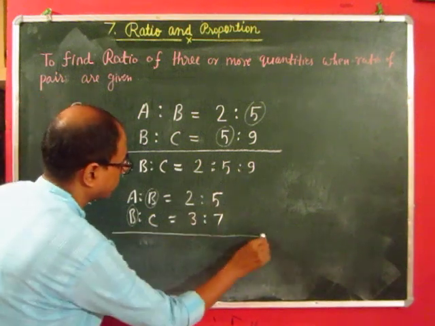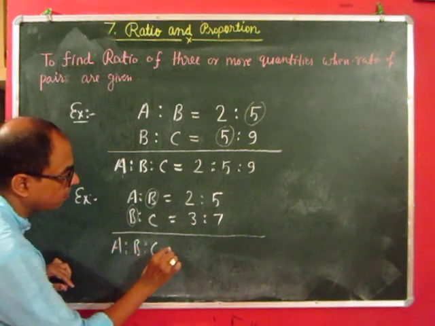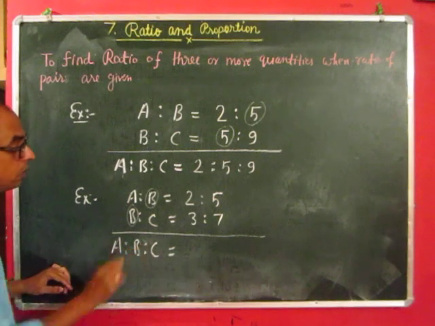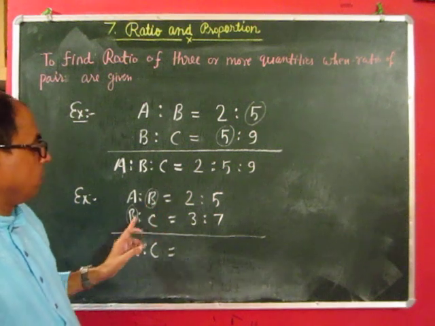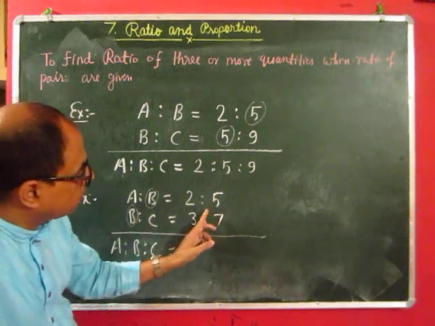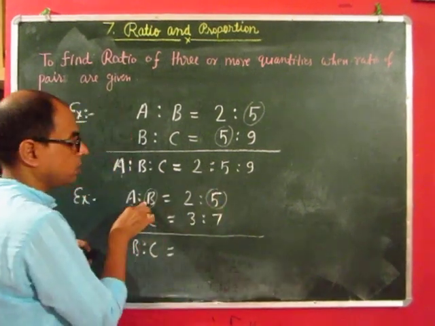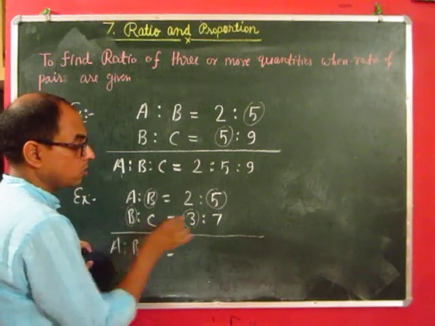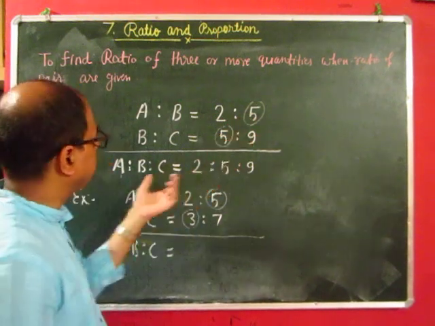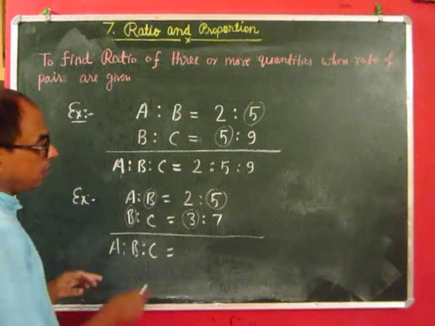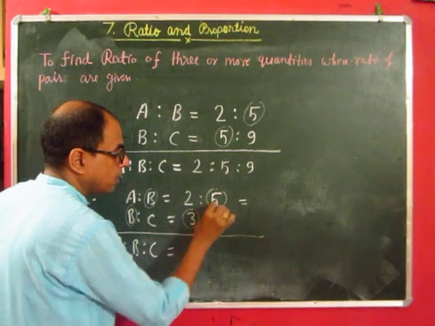Suppose we have to find the value of A is to B is to C. This time you can see the value of B, which is common in both the ratios, is not equal. This is the B corresponding to the first ratio and this is the B corresponding to the second ratio. In the previous question these two were equal, and if they are equal, then it is easy to write A, B, C. Here they are not equal, so you have to make these two equal.